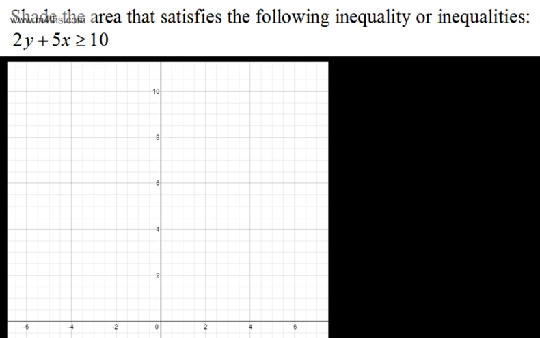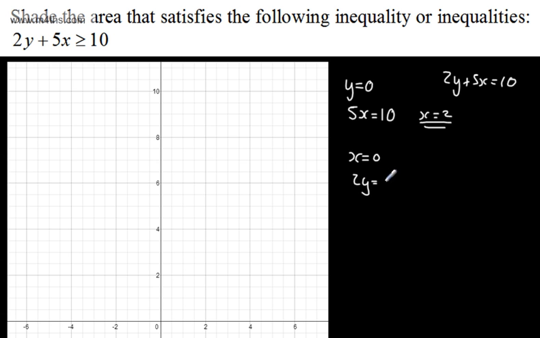So what I'm going to do with this one now is consider when y is equal to 0. So if y is equal to 0, what we can see is that 5x would be equal to 10. And that gives me that x would be equal to 2. So if I'm going to draw the line 2y plus 5x is equal to 10, that's what I'm going to have. If we consider when x is equal to 0, we're going to have now that 2y is equal to 10, so we can say that y is going to be equal to 5. So straight off, I'm going to go ahead and do it.